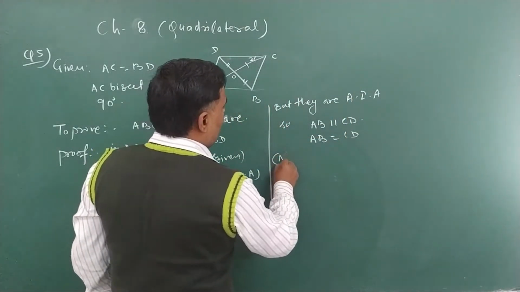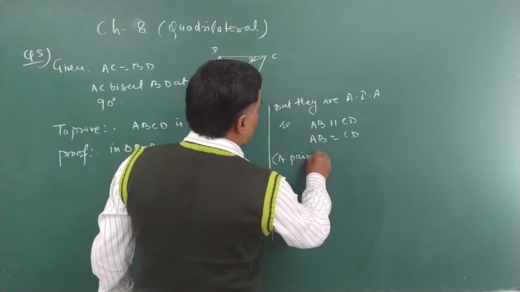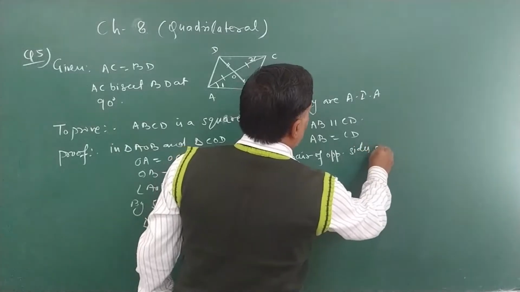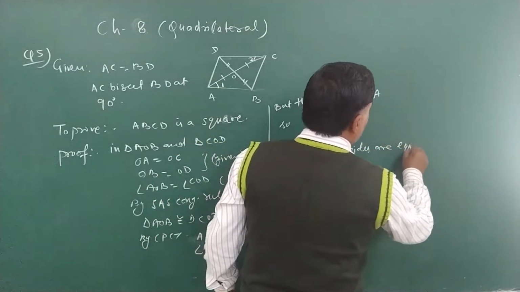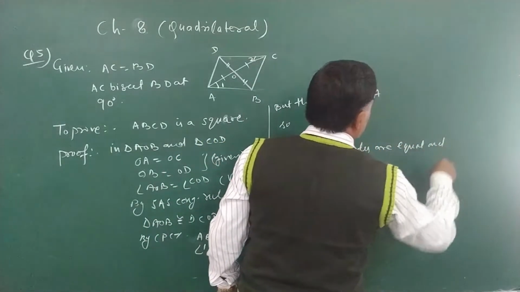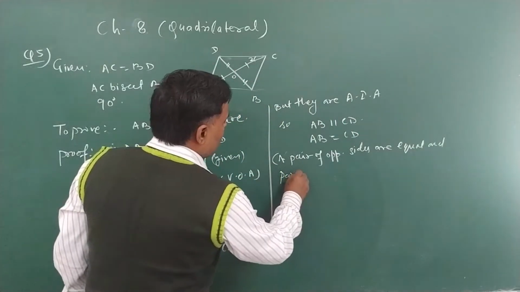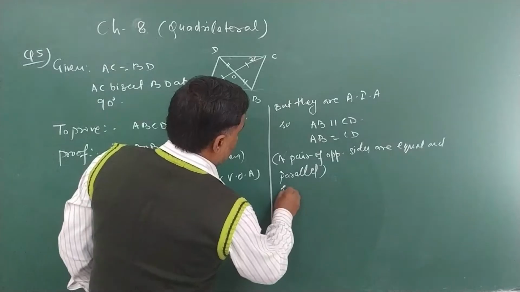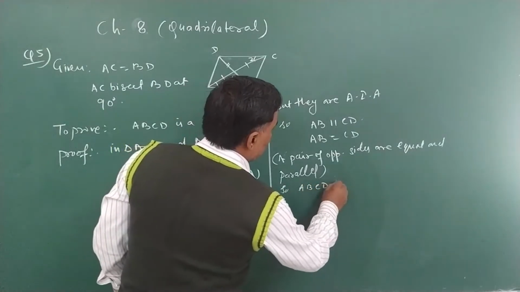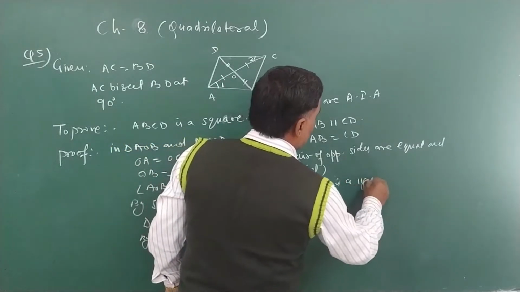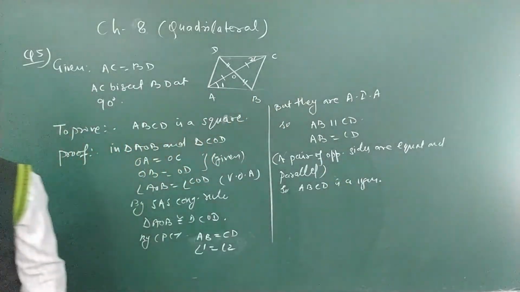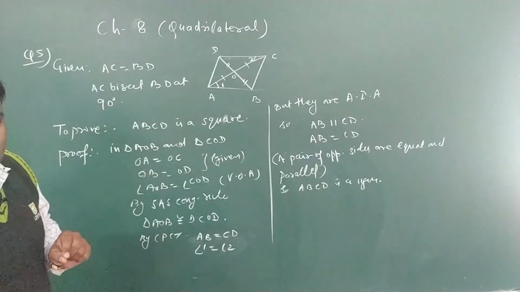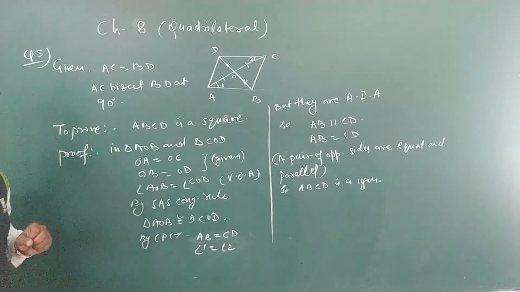We can say a pair of opposite sides are equal and parallel. So ABCD is a parallelogram. And we know that if the diagonals of a parallelogram are equal, then it will be a rectangle.